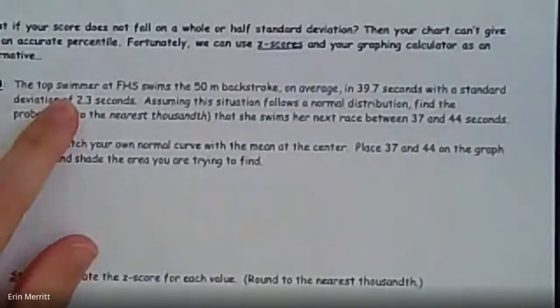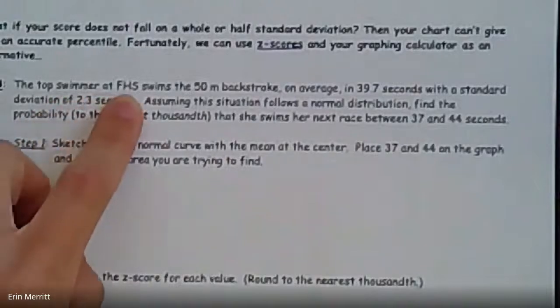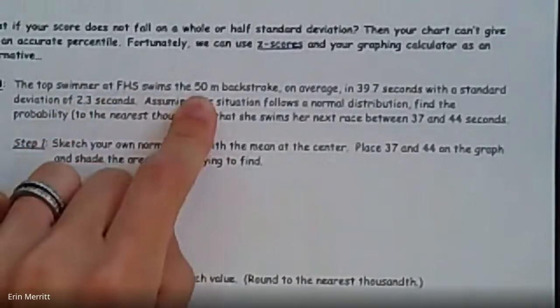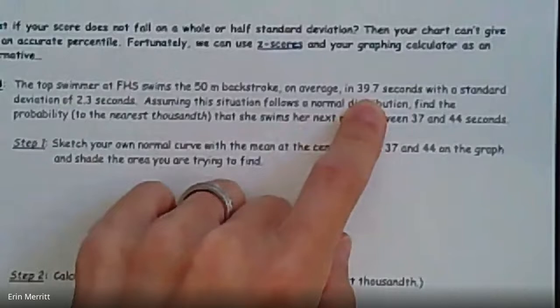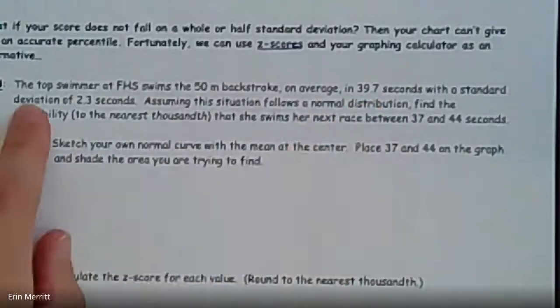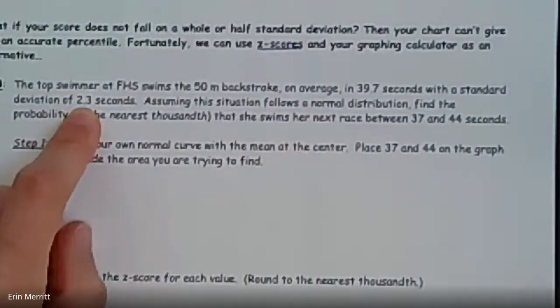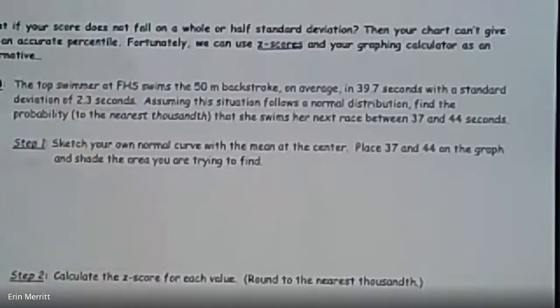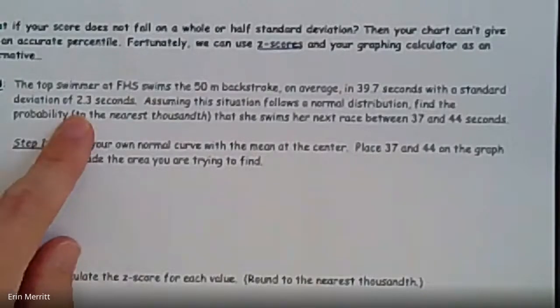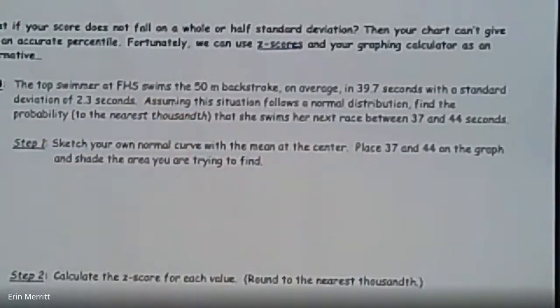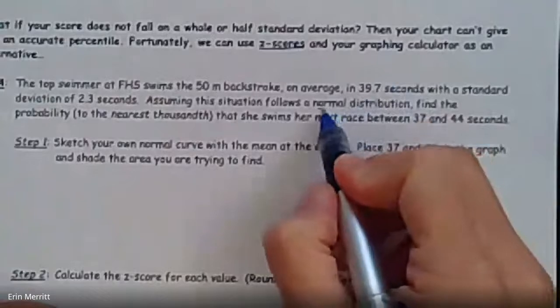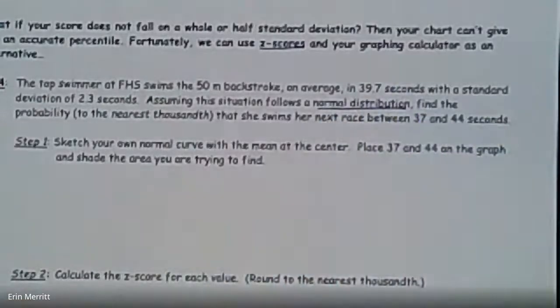So let's do it with this particular example. It says the top swimmer at FHS swims the 50-meter backstroke on average in 39.7 seconds with a standard deviation of 2.3 seconds. Now, how would they know this? They would have had to put all their times in and do one variable stats, and they'd get that stuff. So you can actually calculate these things. It says, assuming the situation follows a normal distribution. So there it is. They're telling you that that's happening.